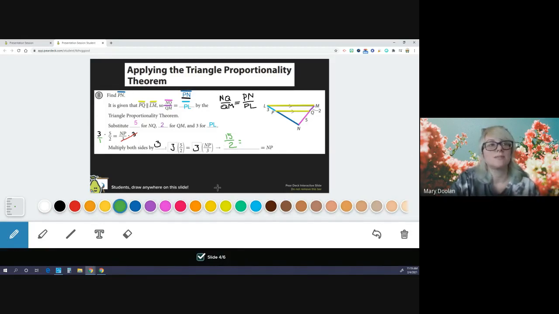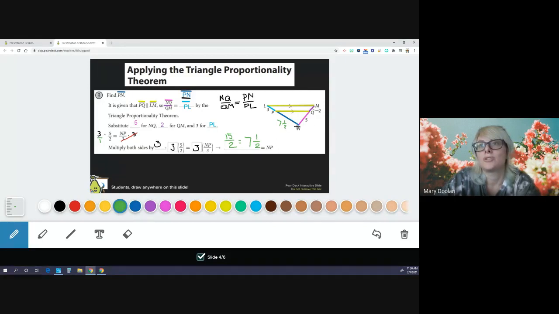What is 15 halves as a mixed number? Yeah, it is 7 and a half, or 7.5. So 2 goes into 15 7 times evenly, and your denominator stays the same. The remainder is 1, so that becomes your numerator. So this side here is 7.5.